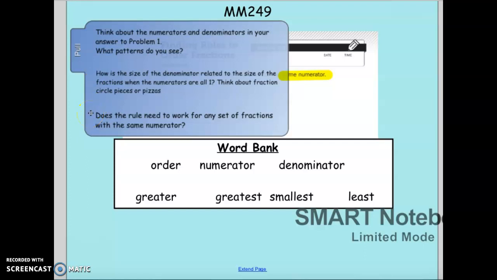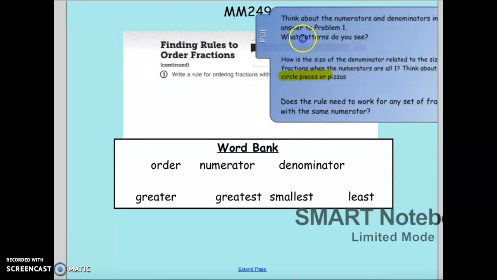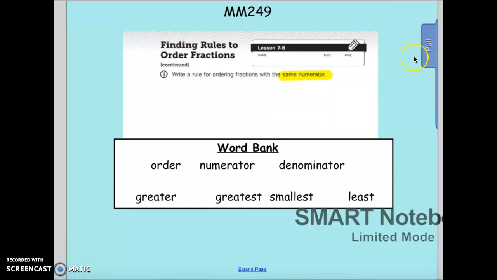Last, does the rule need to work for any set of fractions with the same numerator? Again, would the rule you created work for question 1 and 2, any set of fractions? Use some of the words in the word bank below as you write your rule. Try to use at least 3 math words in the word bank to write the best possible rule that you can.